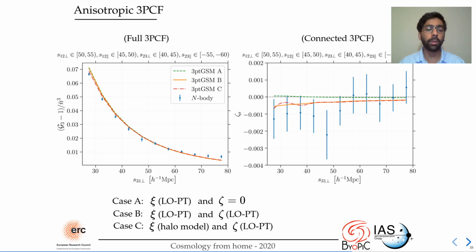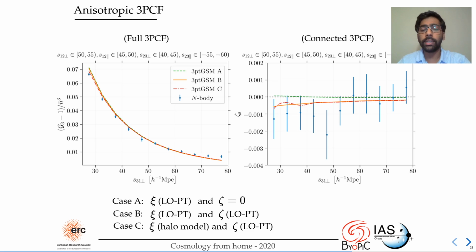And in case C, we wanted to understand how the nonlinear evolution of the 2-point correlation would affect this prediction. We used the psi from the 2-point correlation from the Halo model, while still using theta from leading order in perturbation theory. And for the full 3-point correlation function, we find all 3 prescriptions are quite similar to each other. However, when we come to the connected 3-point correlation function on the right panel, we see that case B and case C are favored over case A.